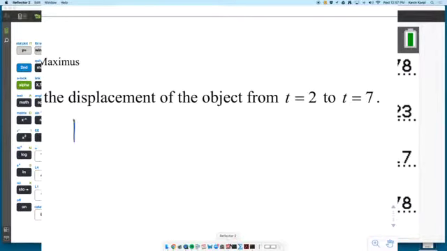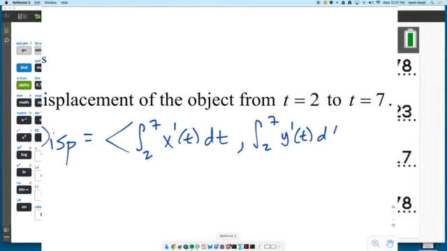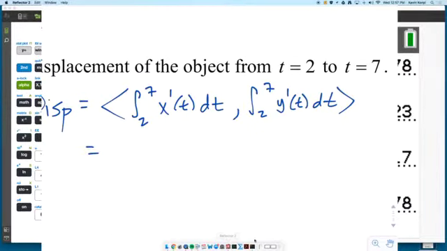Okay, so displacement is going to be component. It's going to be the integral from 2 to 7 of x prime of t dt. That would give you your horizontal displacement. And then the integral from 2 to 7 of y prime of t dt. That gives you your vertical displacement. And that right there is your integral setup. That would get credit.